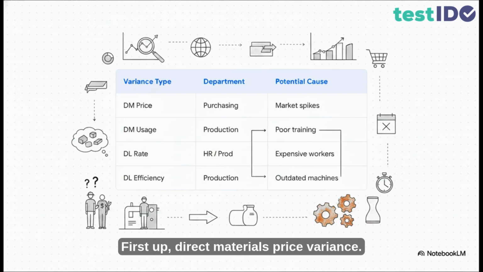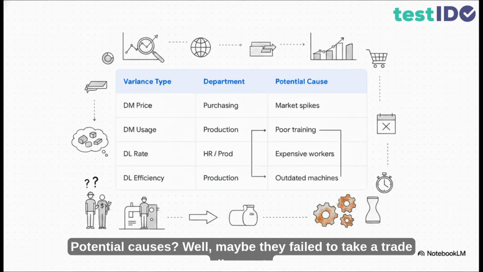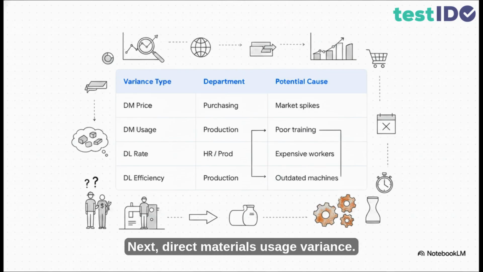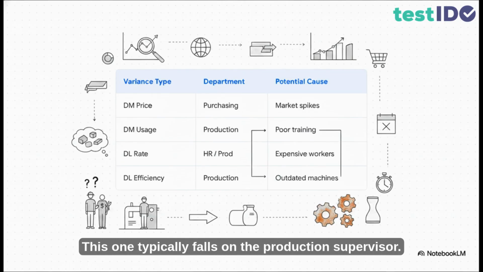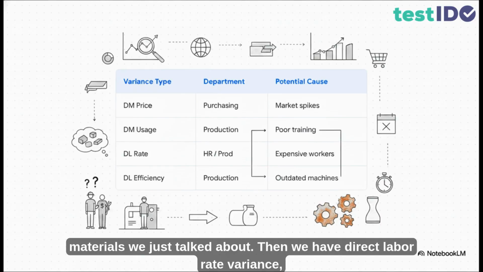First up, direct materials price variance. The responsible department here is usually purchasing. Potential causes? Well, maybe they failed to take a trade discount, or maybe the global market price of oil just randomly spiked. Next, direct materials usage variance. This one typically falls on the production supervisor. Did they provide poor training to the workers? Or maybe it was those low-quality materials we just talked about.